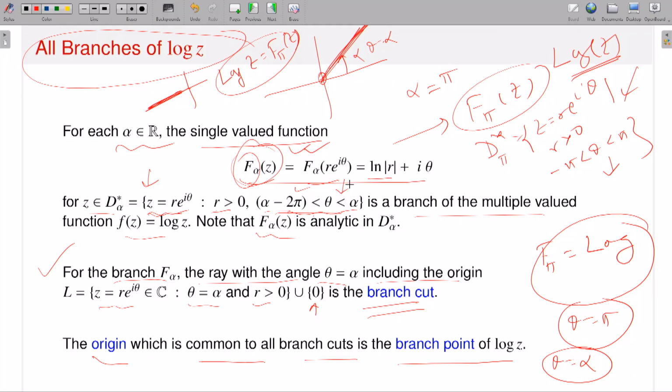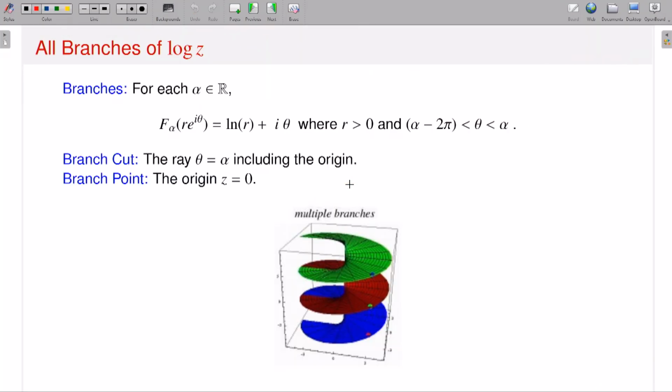So what about the branch cut? The branch cut is the ray theta is equal to alpha including the origin. What is the intersection of all branch cuts? That is the origin, which is a branch point. So this is all the branches of my multivalued function small log. That's exactly it, I just summarized this discussion. So these are the branches, capital F suffix alpha of r e to the i theta, which is ln r plus i theta. r is positive, theta runs over the range. The branch cut is the ray theta is equal to alpha including the origin. The branch point is z is equal to 0.